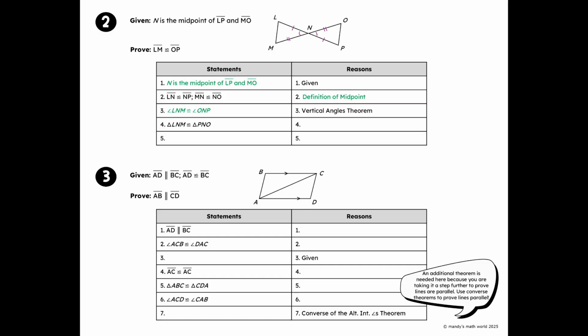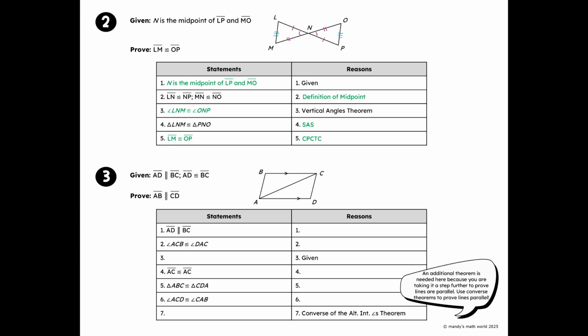So we can now conclude that triangle LNM is congruent to triangle PNO. How? Side angle side. Okay, now that we've proven these 2 triangles are congruent, we know all pairs of corresponding parts and angles are congruent by CPCTC. So I know that segment LM is congruent to segment OP by CPCTC. And I've got my statement here and my reason here, and I drew little tick marks to show in blue these congruent segments.